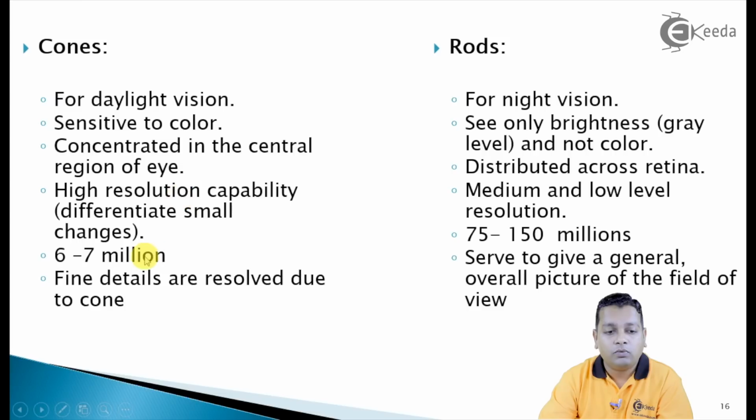The number of cones is 6 to 7 million, whereas the number of rods is 75 to 150 million. The fine details are resolved due to the cones, whereas the rods serve to give a general overall picture of the field of view. So this comparison is very essential, as these are the very important sensors with which we are capable of seeing.